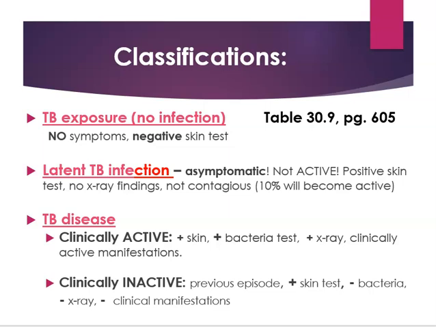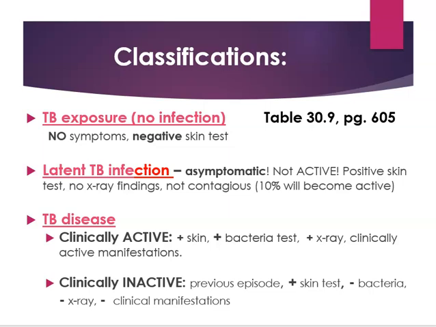The second classification is a latent TB infection. Once again, no symptoms. It's not active. The difference here is that you do have a positive skin test. So for latent TB infection, you can have no symptoms, it's not active, there's no positive x-ray findings, you're not contagious, but you still have a positive skin test. Really important that you understand that.